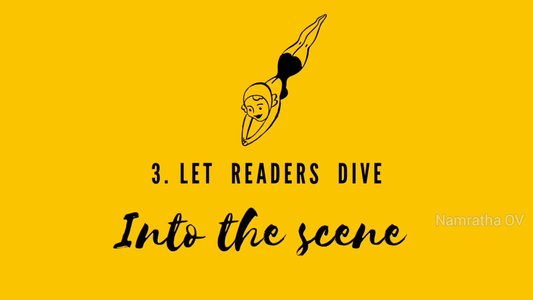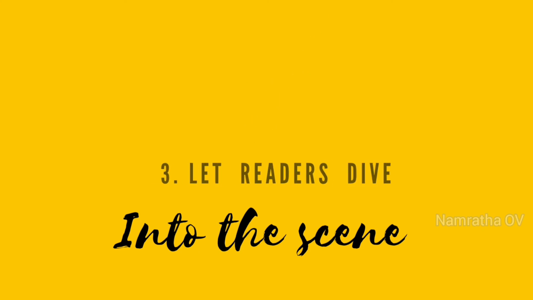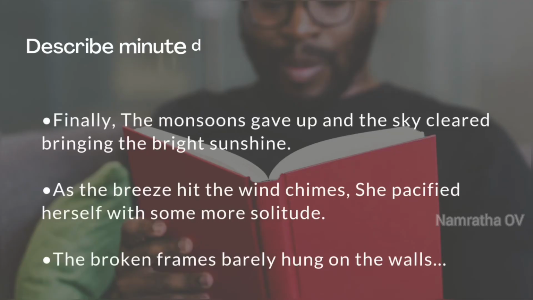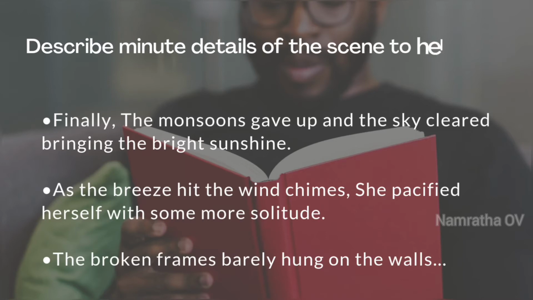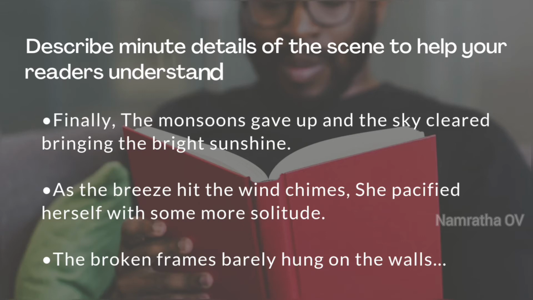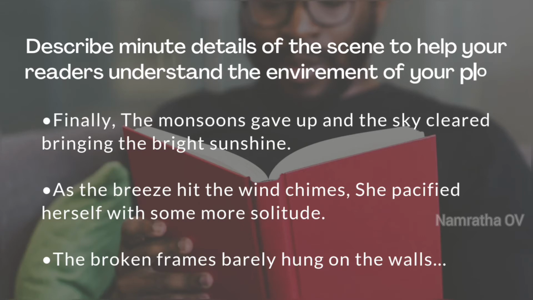Third way to begin your story is, let your readers dive into the scene. Make your readers visualize the story. Make your readers feel the scene of the story. So to make them feel the story, you just need to describe the minute details of the scene and help them understand the environment of the story. So for example, the first one I have mentioned here is, finally the monsoons gave up and the sky cleared, bringing the bright sunshine. So here the word sunshine itself can make people visualize and feel.